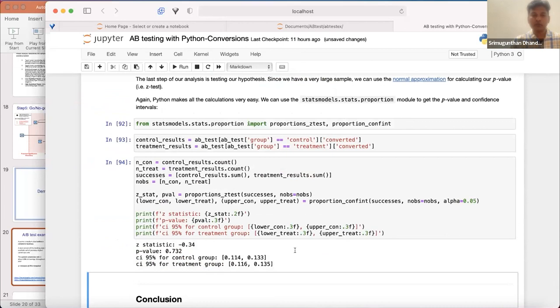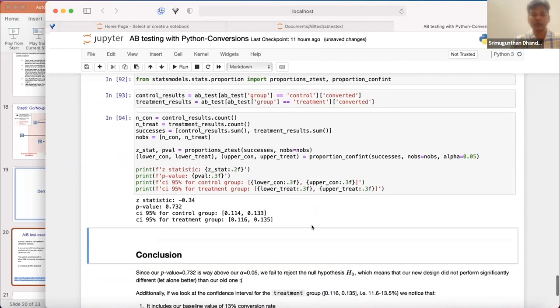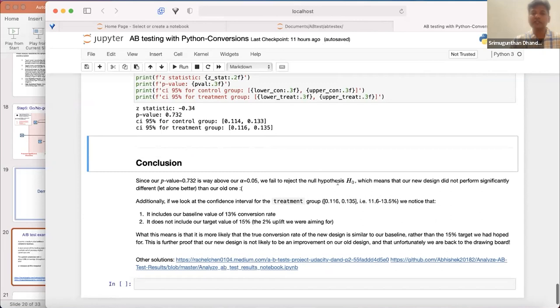When you calculate the p-value, you see that it is 0.732, which is much higher than 0.05. And you are also arriving at the confidence interval for the treatment group of 11.6 to 13.5. So you wanted 15% for the minimum effect, but the range that you are actually able to get is only 11.6 to 13.5. So there is no practical significance that you are able to achieve. Also, the statistical significance you are not able to achieve, because the p-value of 0.732 is very high. So you fail to reject the null hypothesis, which means that our new design did not perform significantly differently. And so we don't have to go ahead with the launch of this new UI page. Okay, so those are the five steps, and this is a simple example of how to go ahead and do the A-B test.